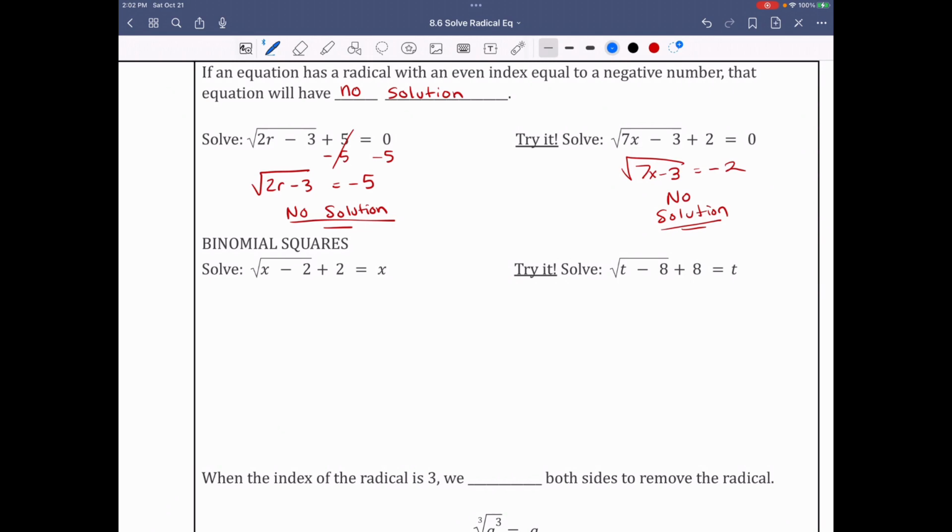Sometimes we get a binomial square. So in this case, we need to draw on a few of our math skills. The first thing we want to do always is to isolate the radical. So we're going to get the radical on one side, and I'm going to subtract 2 on the other side, so that's going to be x minus 2. Notice how there wasn't a 0 on that side. So we're not equaling a negative per se. Now we're going to square both sides.